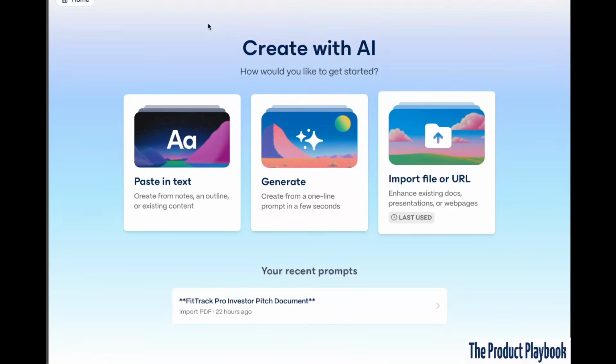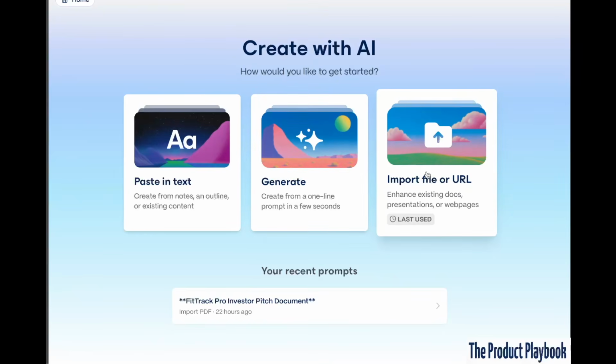And then it's going to give you three options: paste in text. So if you have unstructured notes or an outline or existing content, you can copy paste it right here. If you have a one-line prompt, you can even generate a document or presentation here. I had my file, which I showed you from Obsidian, so I imported that.